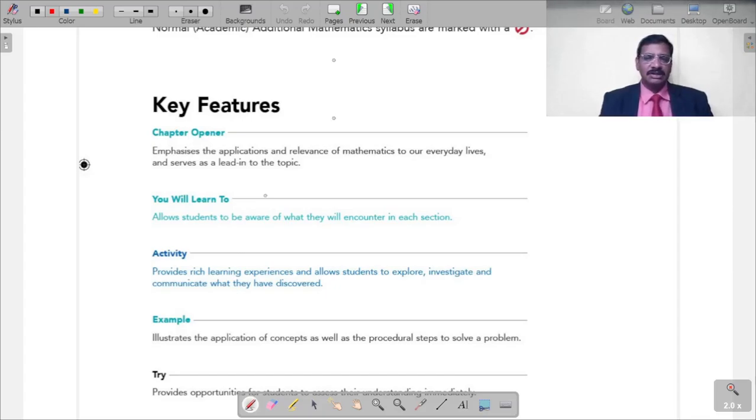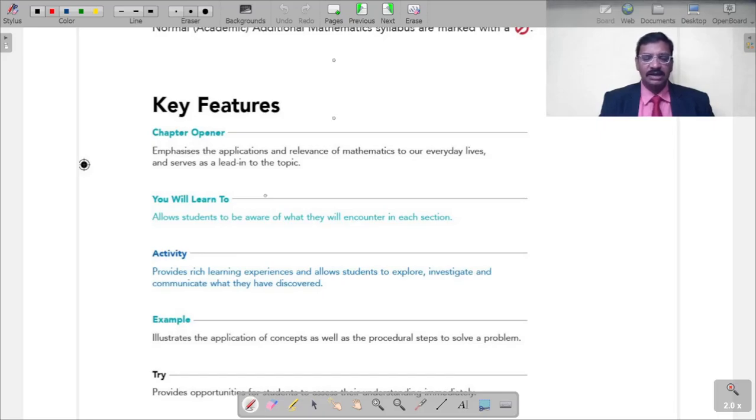And then the second part is "You will learn to". This allows students to be aware of what they will encounter in each section. Down the line, whatever exercise problems we are going to solve are organized into different sections, and these will be preliminary problems that we will be solving at this particular stage.